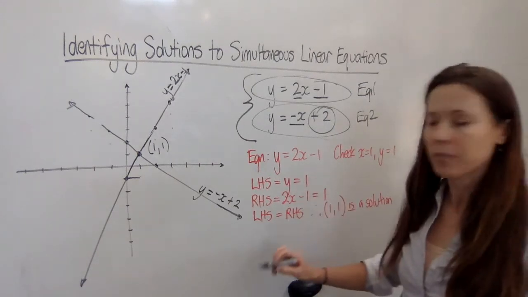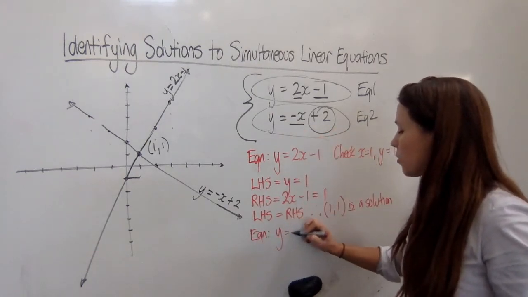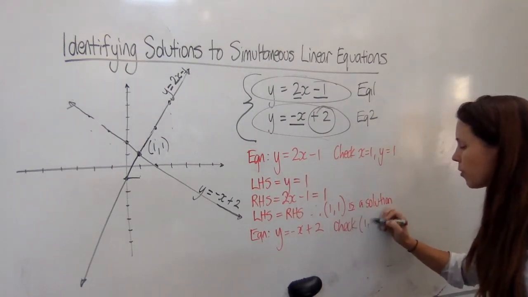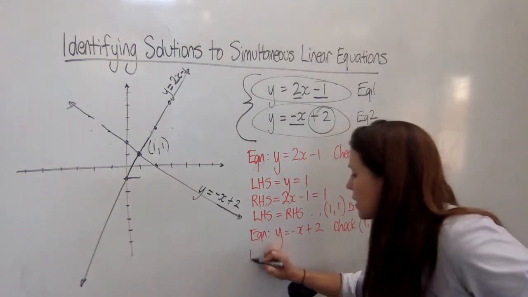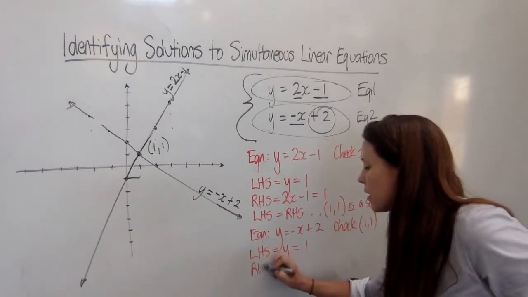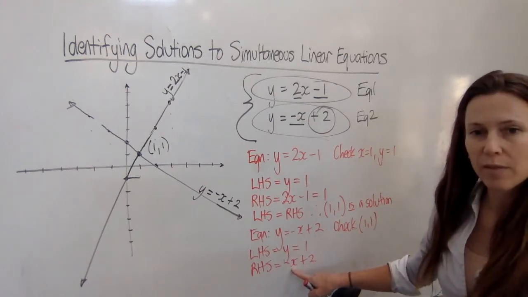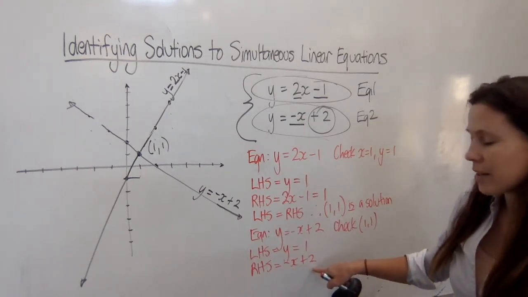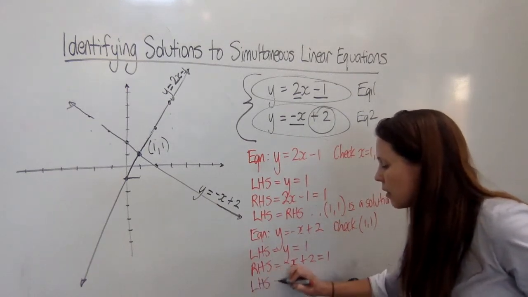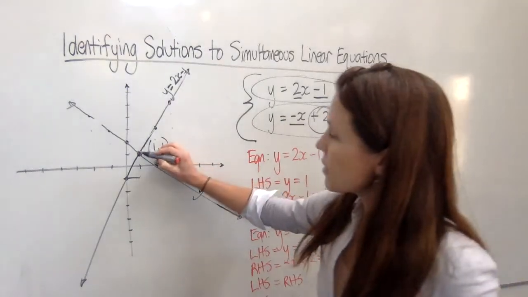Same thing for the second equation. In equation 2, we have y equals minus x plus 2, okay? If we want to check the point 1, 1, then we just write down the left-hand side equals y, and that's 1. And the right-hand side, well, that's minus x plus 2. And if we sub in a 1 for that x, then we're going to have minus 1 plus 2, which gives you 1. So, left-hand side equals right-hand side. Therefore, we have found that that point 1, 1 really is the solution here.